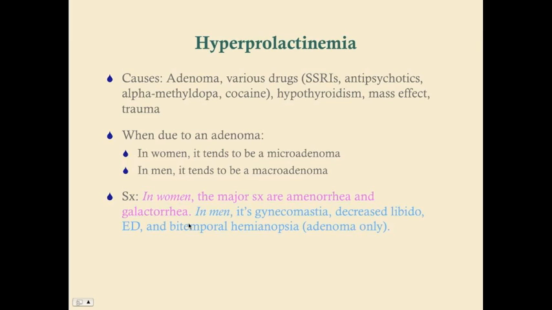Galactorrhea is another symptom because prolactin is going to cause the creation of milk. Now in men, obviously they don't menstruate and they don't have enough tissue to create enough milk to be expelled. So amenorrhea and galactorrhea will not be the symptoms. But thankfully, in men, it's a macroadenoma. And why I say thankfully is because one of the symptoms that helps us distinguish it in men is the bitemporal hemianopsia. Because it's that big macroadenoma, it's going to impinge on the optic chiasm, and that's going to cause the lateral field deficits.